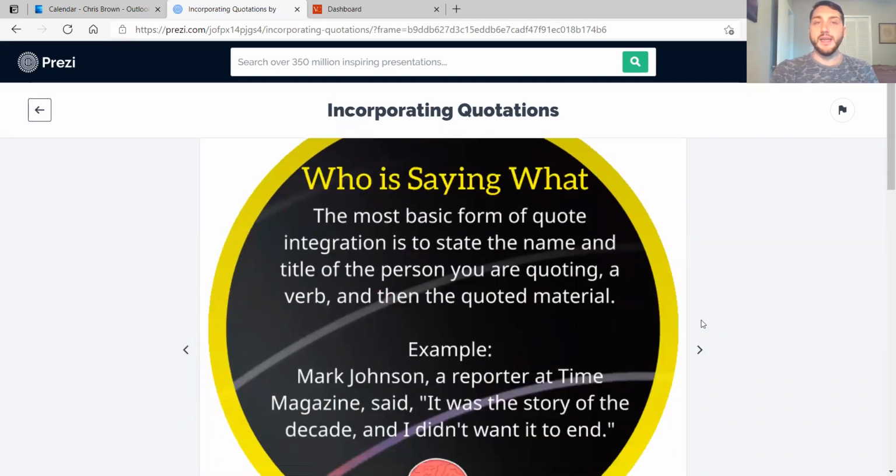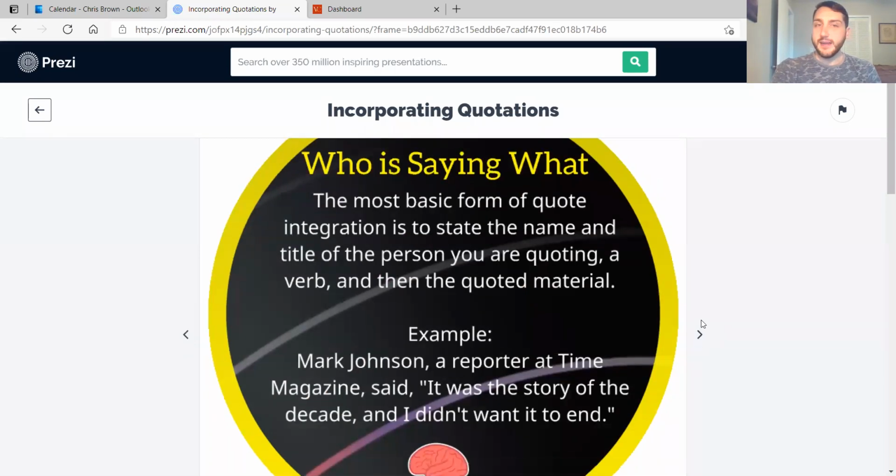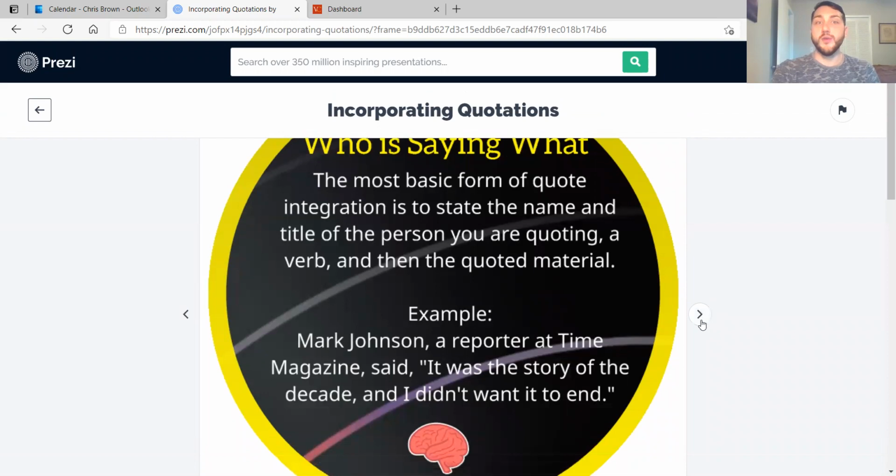So who is saying what? The most basic form of a quote is to state the name of the person you're quoting, a verb, and then the quoted material. So here we have Mark Johnson, a reporter at Time Magazine, said, right? So we know the author's last name, very important in case you just use the author's last name as a citation later. We've seen the author's last name here, so we can follow along that that's from Time Magazine. And we also know that this is from reporting. So Time Magazine, we would consider this probably a tertiary source or maybe a secondary source. Let's say Mark Johnson actually interviewed people on the street. Well, then those would be people who actually experienced it. Those could be firsthand witnesses.